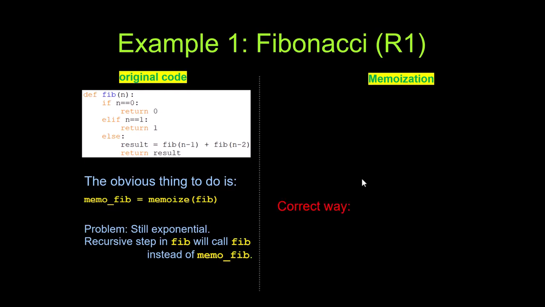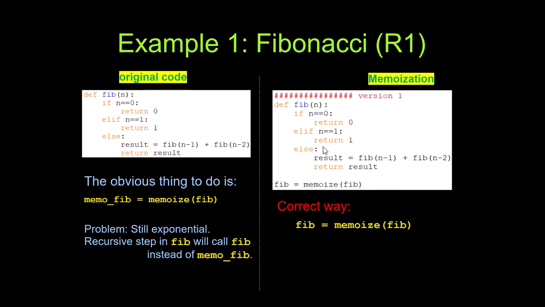So the correct way to do this is to write Fibonacci is equal to memoir Fibonacci. So this overrides the original fib, and when the call comes in, this Fibonacci will indeed be the same. So the whole code will look like this. This is the original one with the Fibonacci equal to memoir Fibonacci. So this is version 1 of our presentation.